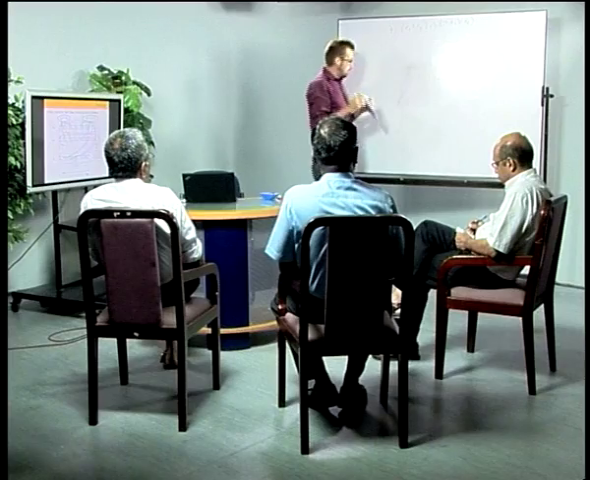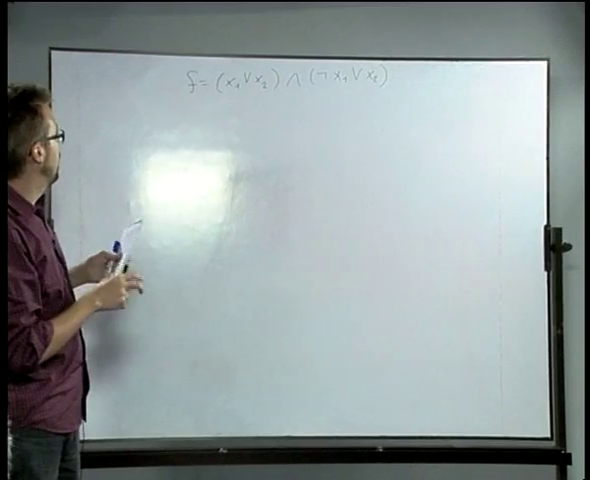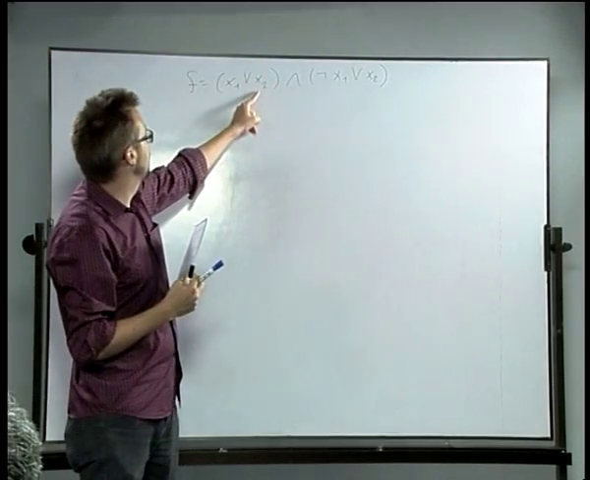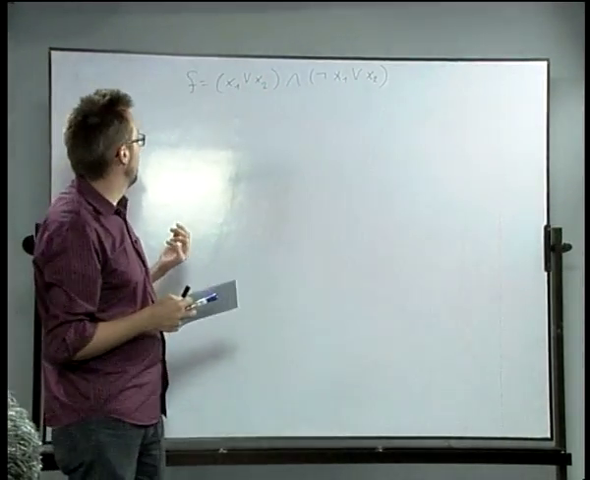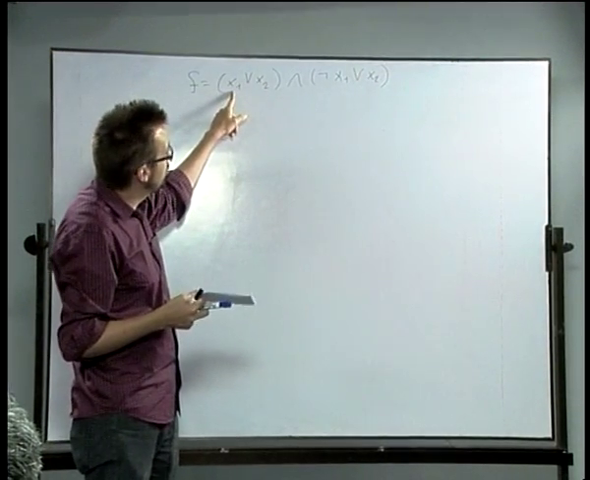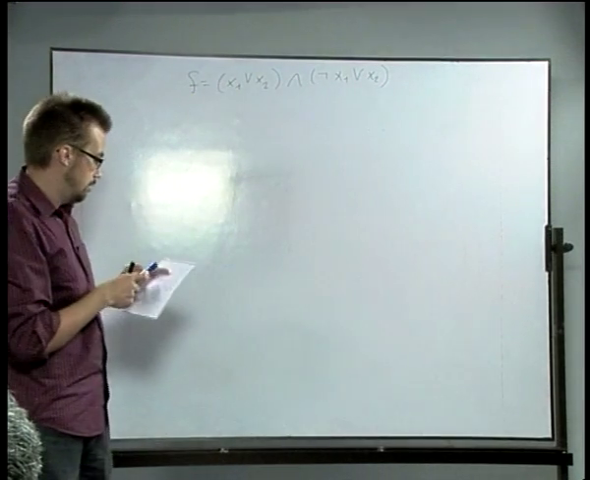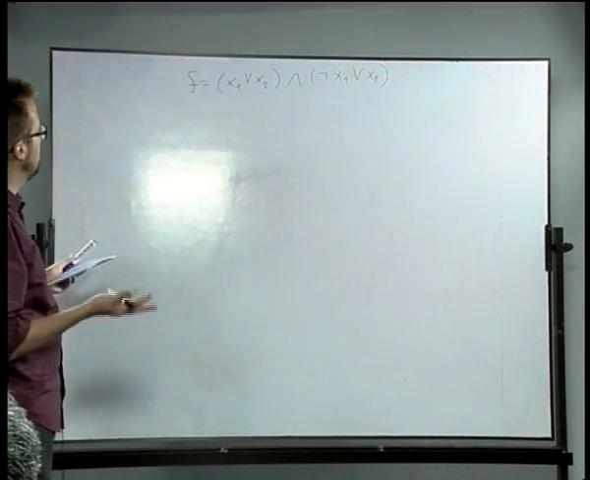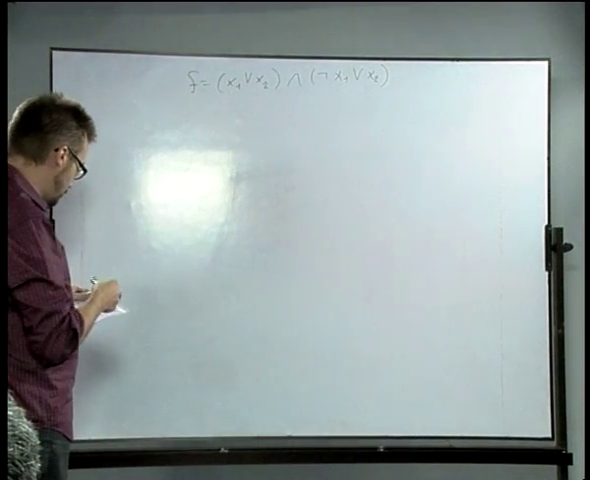This formula is very easy to satisfy. We have to set x2 to true, and at that point the entire thing becomes true. If x2 is false, then we can satisfy this one by setting x1 true, but this doesn't help this one, which will remain false. So any truth assignment where x2 is true will be a satisfying truth assignment to this formula.